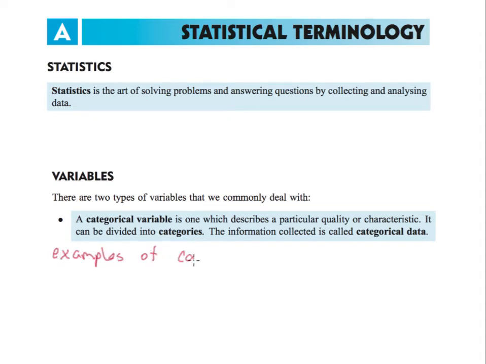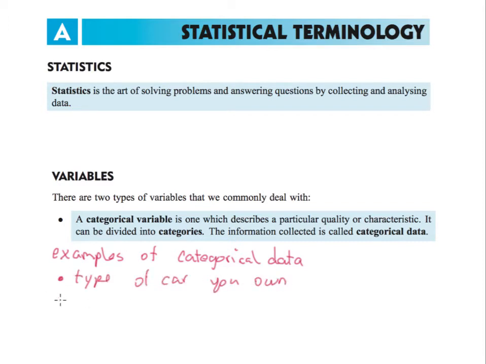There's categoric variables, which describe a particular quality or characteristics. It can be divided into categories. This collection is called categoric data. So let's look at some examples of categoric data.